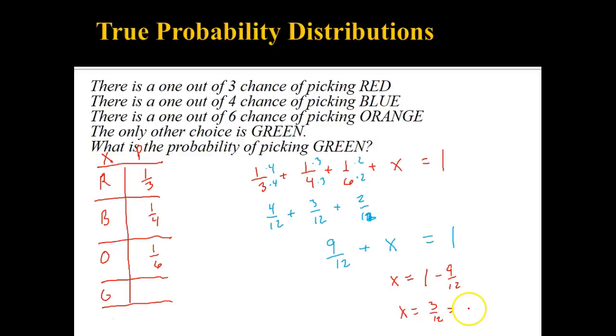3/12, which is the same as 1/4. We already know that from up here. 1/4 is equal to 3/12. So the probability of green is 1/4.